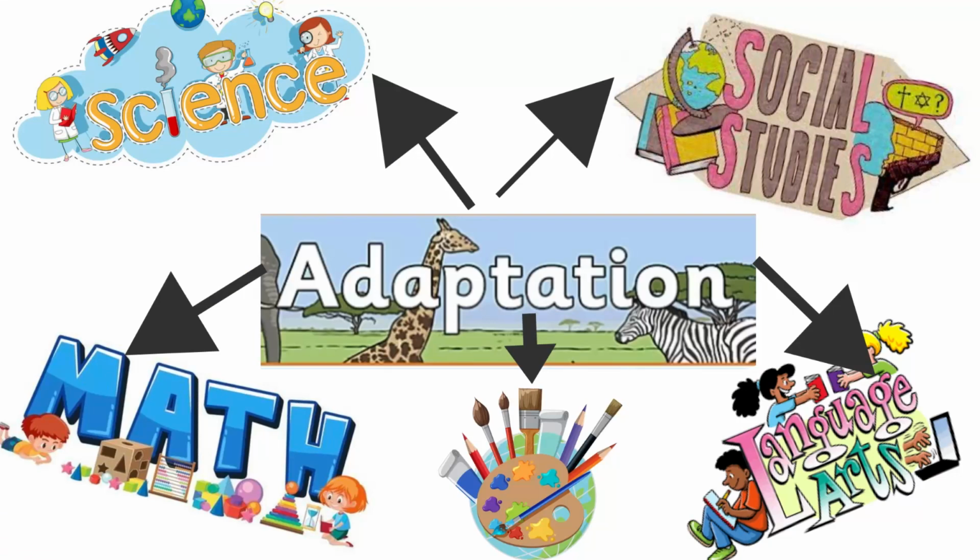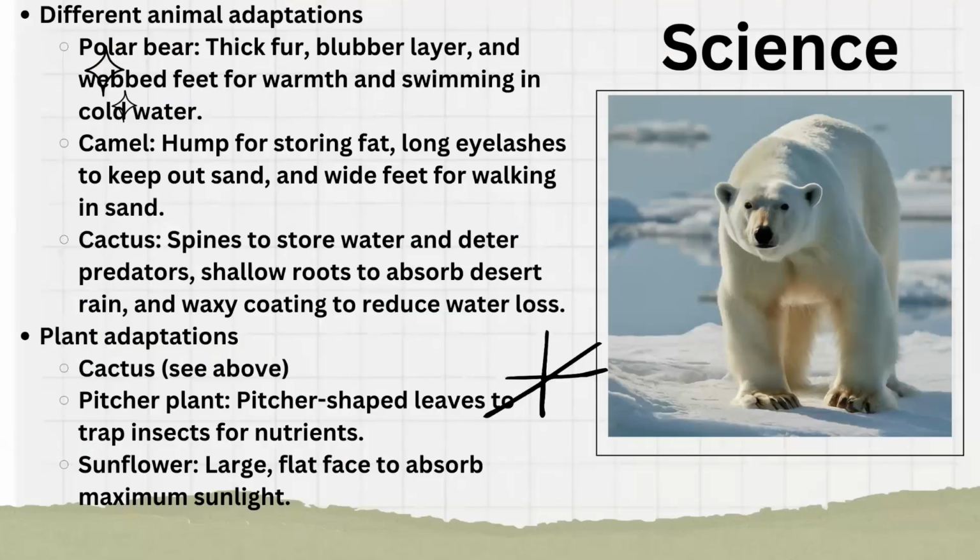When I look at the subject science, the students in science can learn about different types of animal and plant adaptations. They can explore how these adaptations help organisms survive in their specific environment. For example, students can compare and contrast the adaptations of a polar bear and a camel, etc.